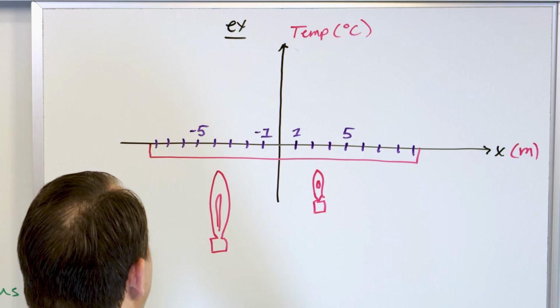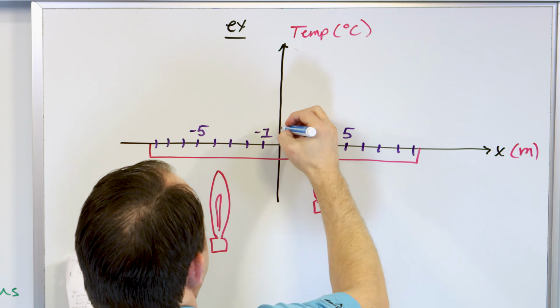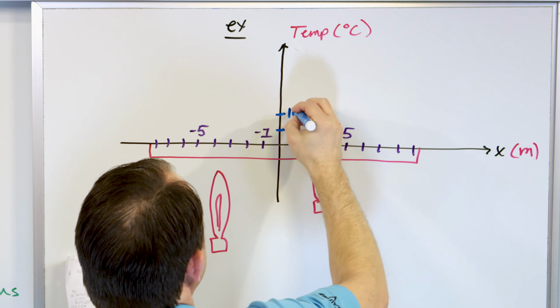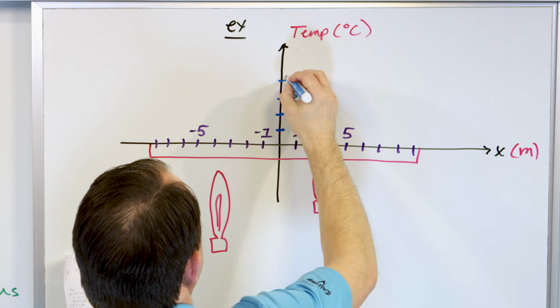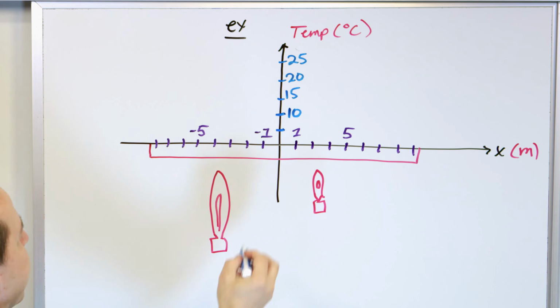And then what do we do for the y-axis? Well, who knows what the temperature is going to be, but let's just say we have 5, 10, 15, 20, 25 degrees Celsius. Okay, so what do you think this is going to look like? I know that you all have a pretty good idea of what it's going to look like.